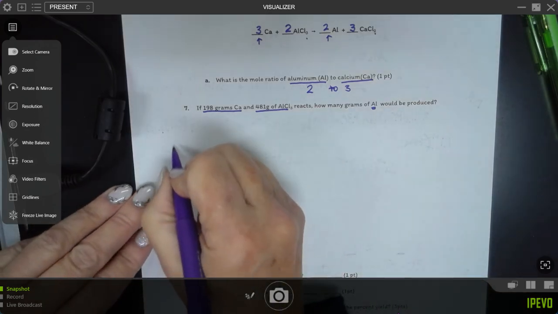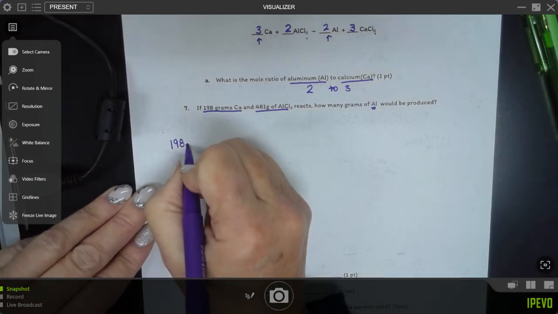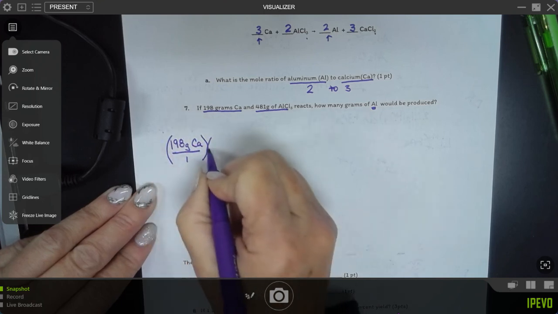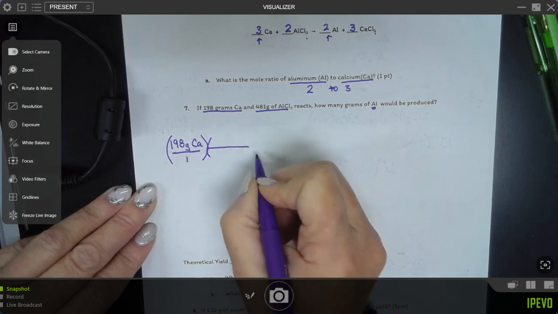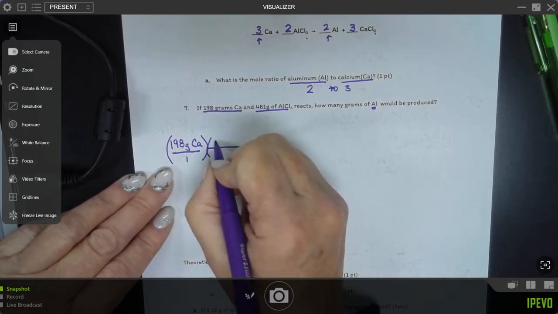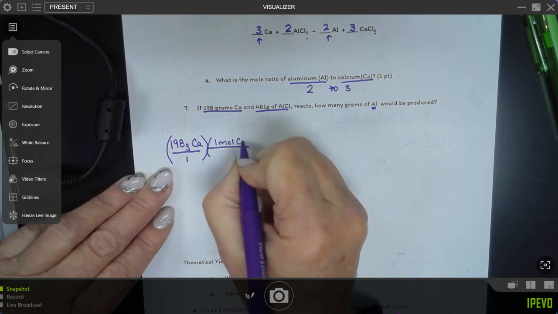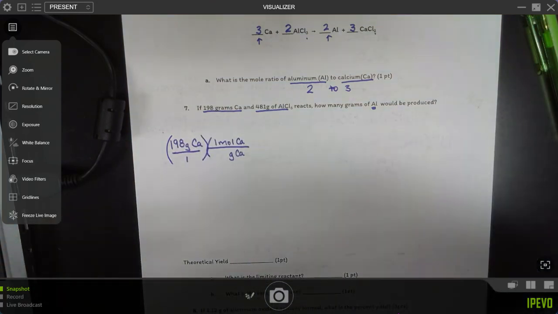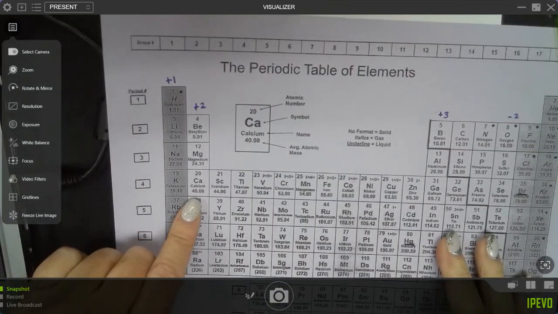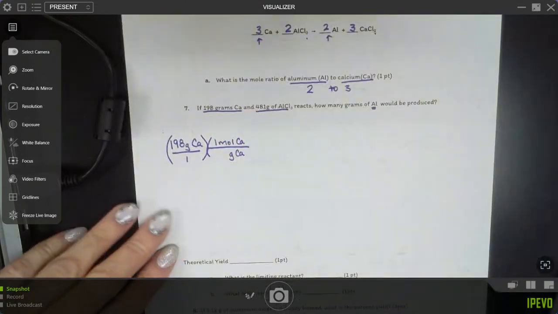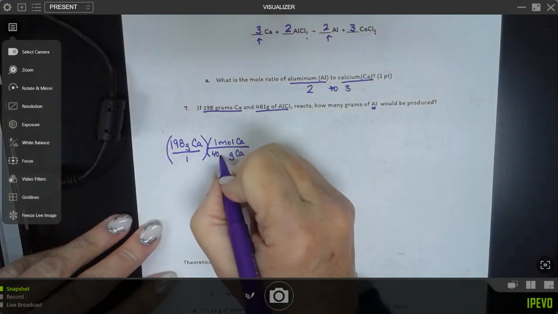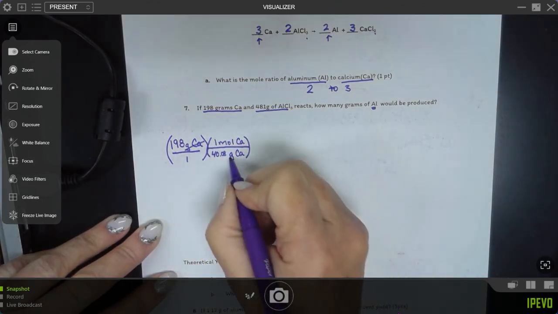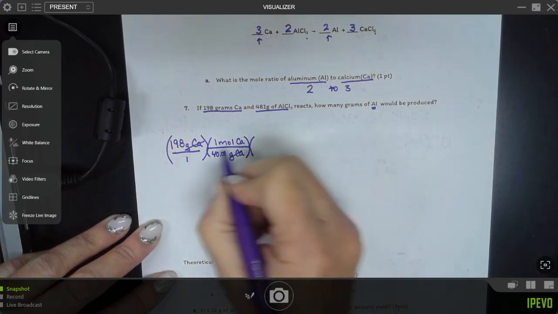Okay, so let's start with 198 grams of calcium, always over 1. The first step is to convert grams of calcium to moles of calcium. So 1 mole of calcium goes on top, and we want grams of calcium on the bottom. When we want grams, we're always going to look at our periodic table. The molar mass of calcium is 40.08 grams. So grams will cancel out. This will give us moles of calcium.